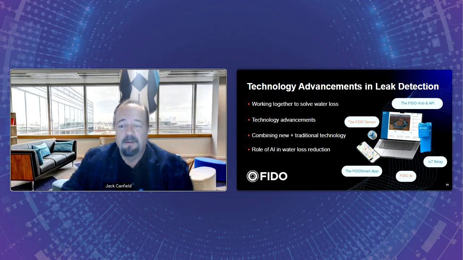So combining traditional expertise with digital tools is really the key here. An important lesson in many industries is that technology works best when it complements human expertise rather than replacing it. Mobile applications such as the FIDO Smart app provide field personnel with maps, sensor information, and investigation results directly on their devices. This helps technicians prioritize inspections and focus their efforts where the likelihood of a leak is highest.